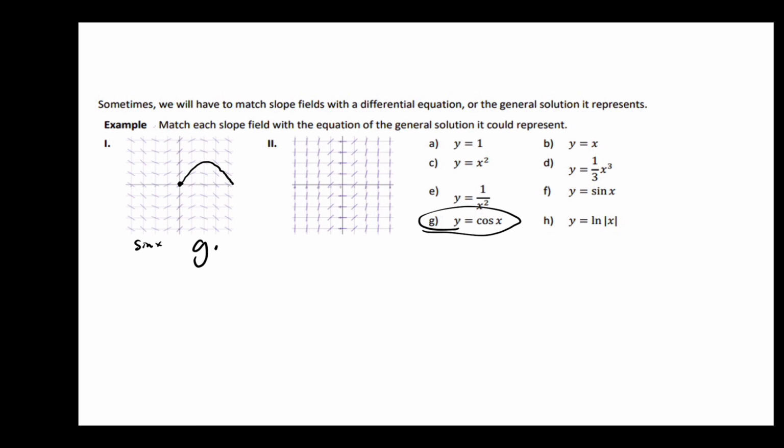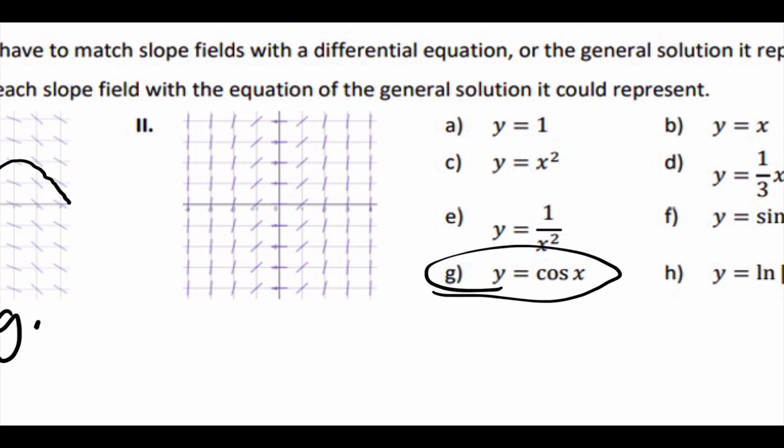Okay. We'll do the next one together. And then the last page, I'll let you guys do on your own. Okay, so this one here.